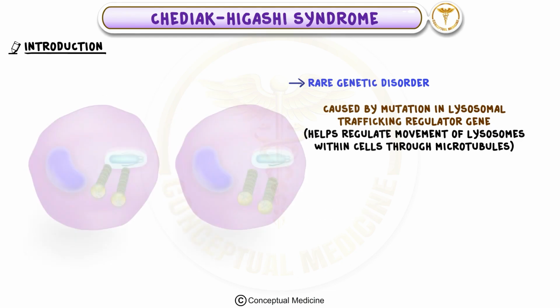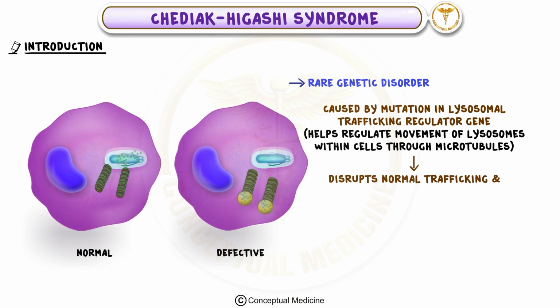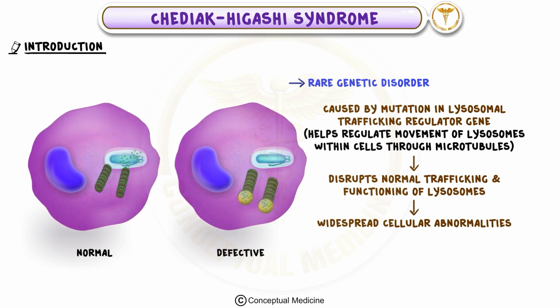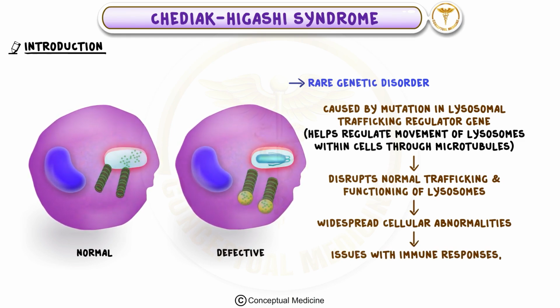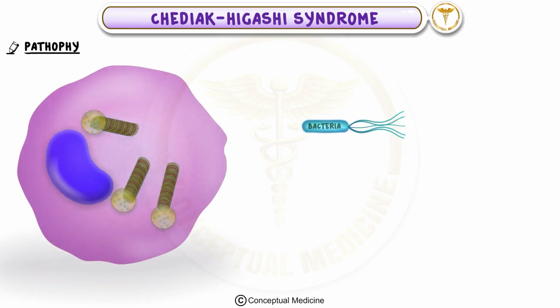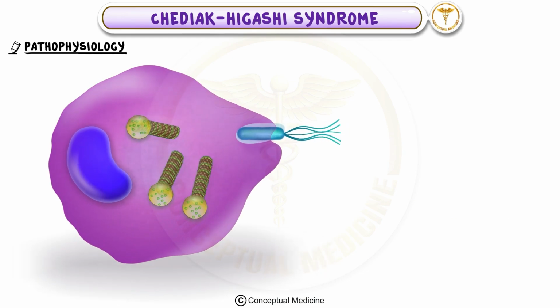When this gene is defective, it disrupts the normal trafficking and functioning of lysosomes, leading to widespread cellular abnormalities. This results in issues with immune responses, pigmentation, and neurological function. Let's start with the pathophysiology of this condition.